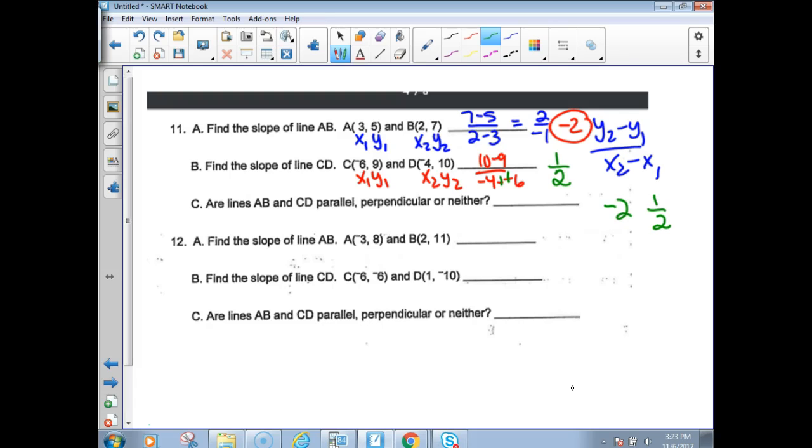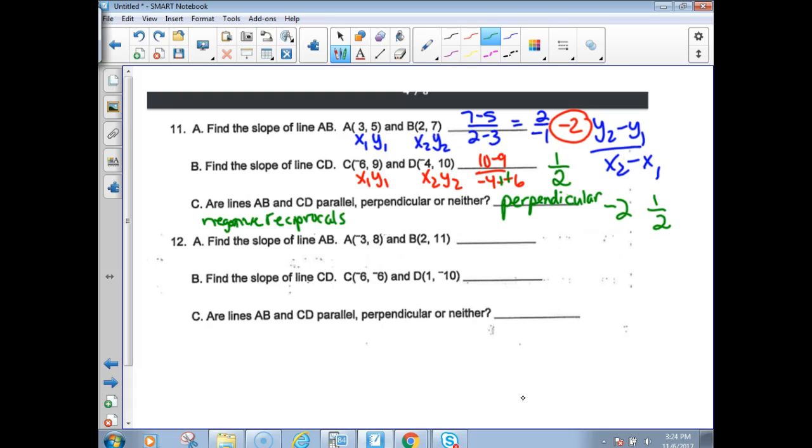Those have a special relationship. These are reciprocals, and they are also opposite in sign. So they are negative reciprocals of one another. If slopes are negative reciprocals, then the lines that have those slopes are perpendicular. Okay, some of you thought they just needed to be opposite.